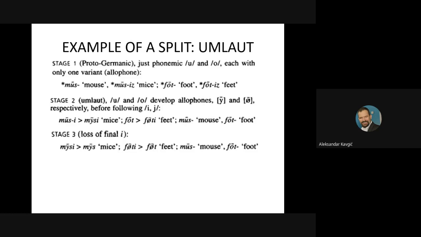But notice that the final E, which caused O to become Ö, U to become Ü, disappeared. But we still ended up with these new distinct phonemes, and this is actually what we mean by split.